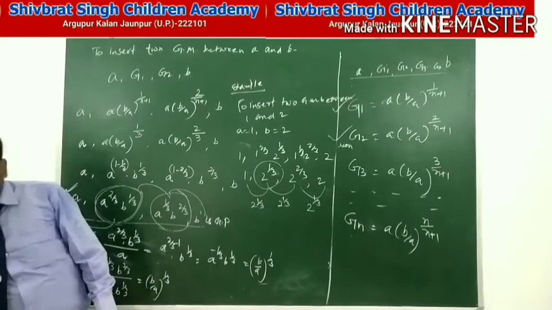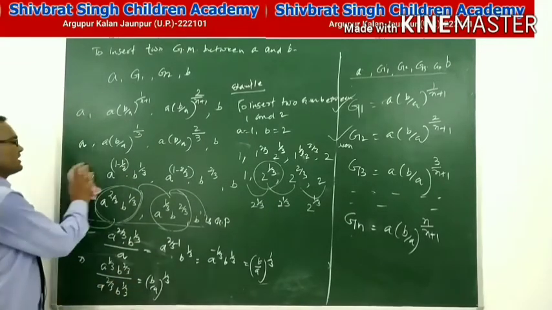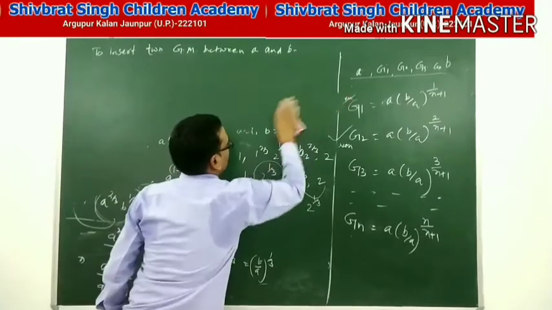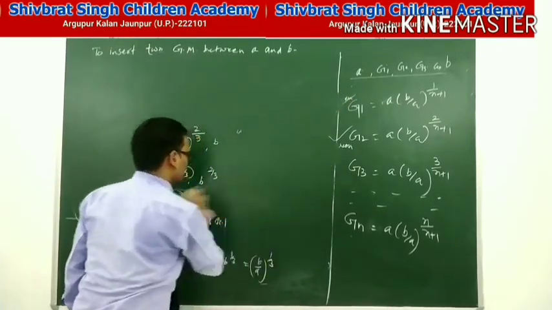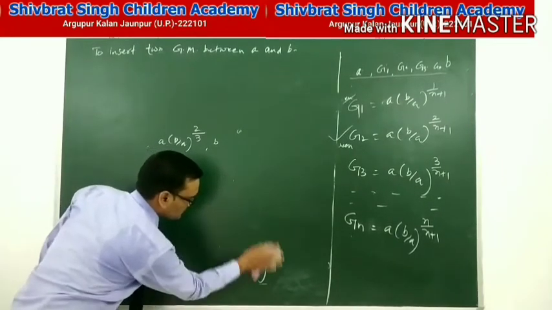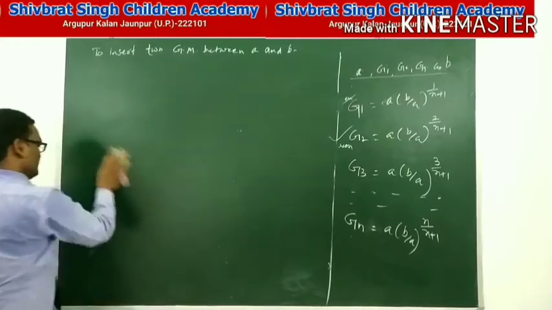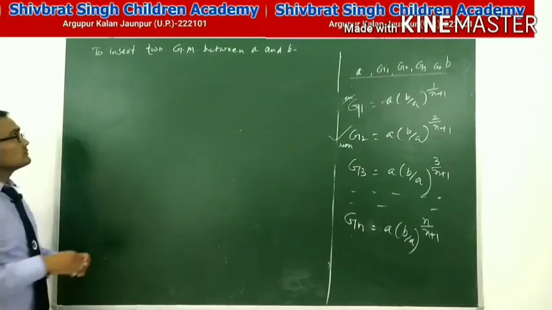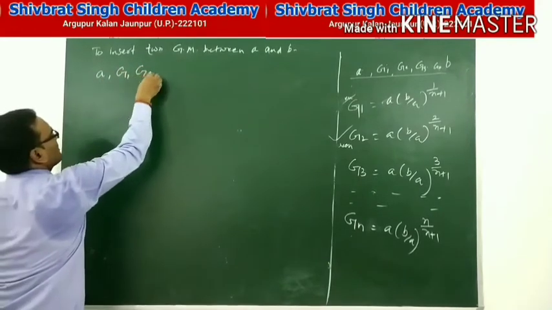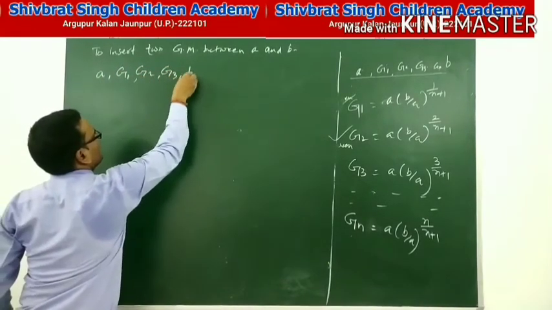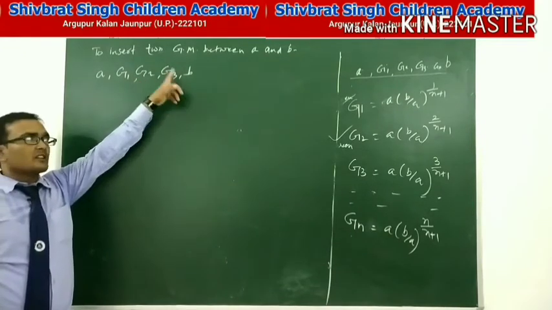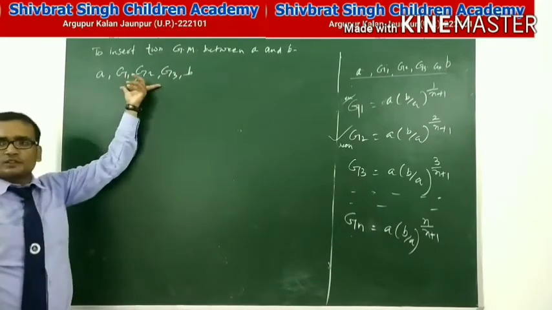Now we can insert three geometric means between two positive numbers A and B. Okay, students? A, G1, G2, G3, B. We can insert three geometric means between A and B. Find the value of G1, G2 and G3.